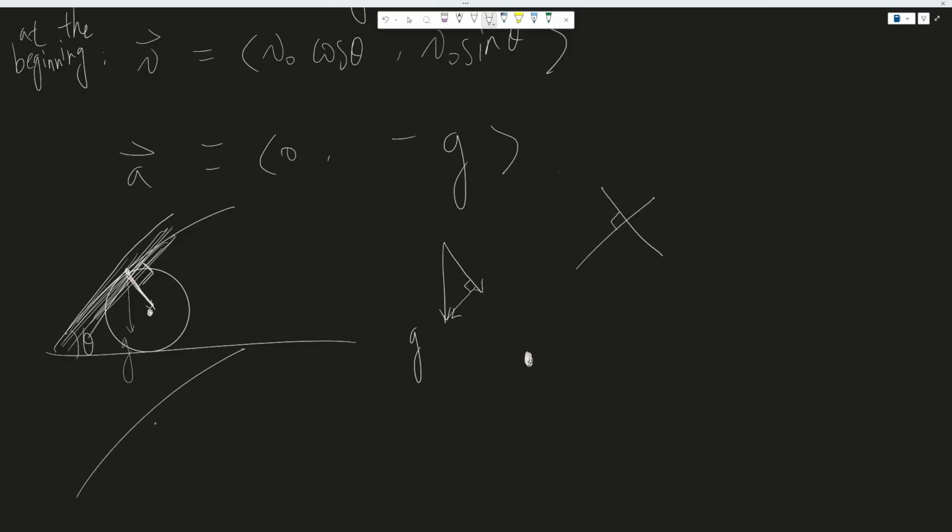So how is that going to help us? Well, let's see. We have the circle here. And then we know that this is perpendicular. And then you have this is also perpendicular. And we know this is theta.